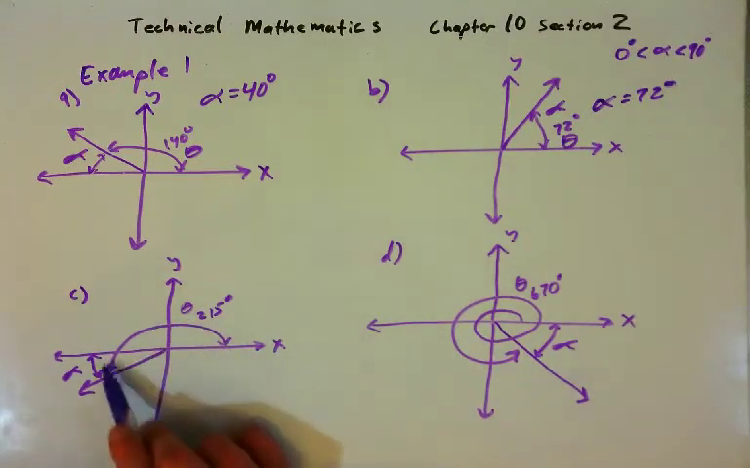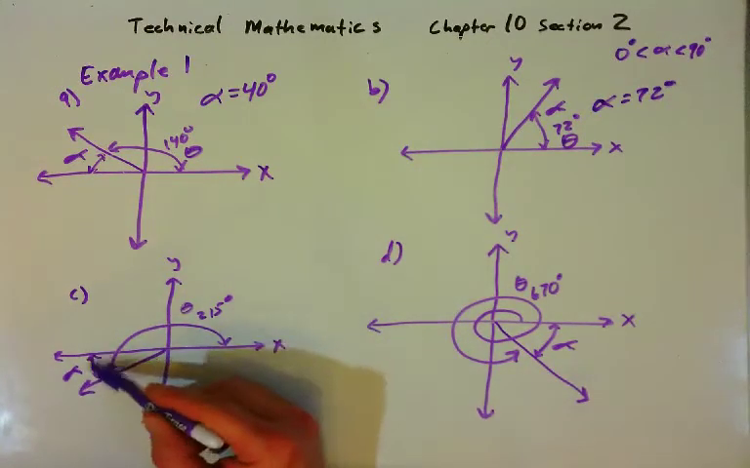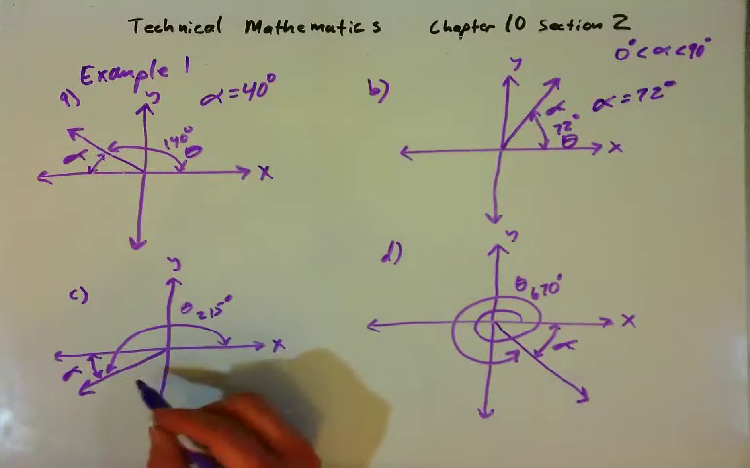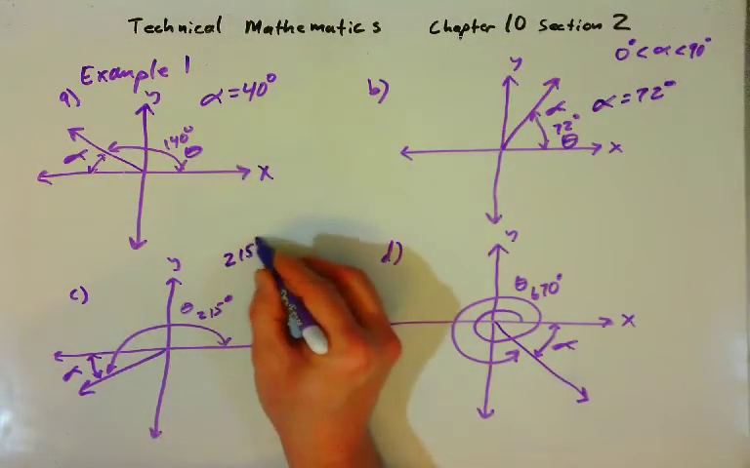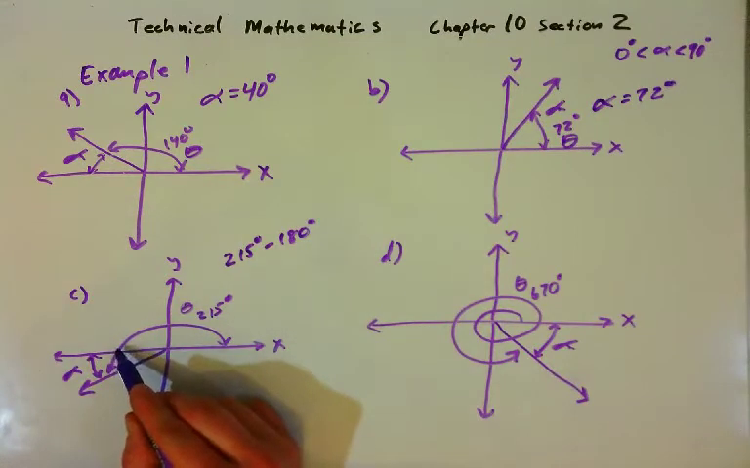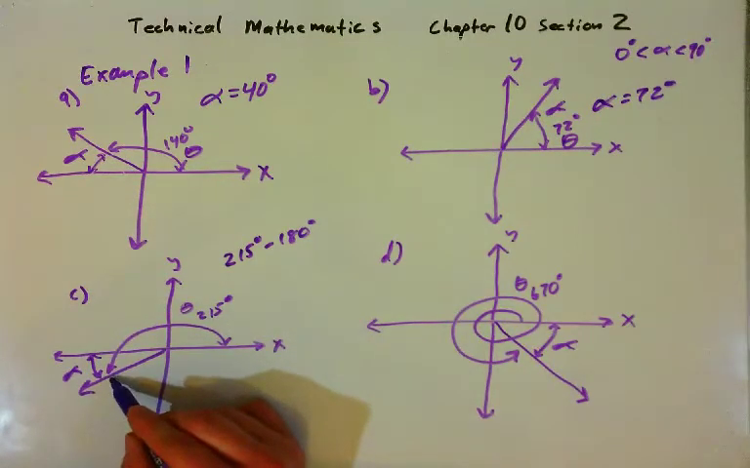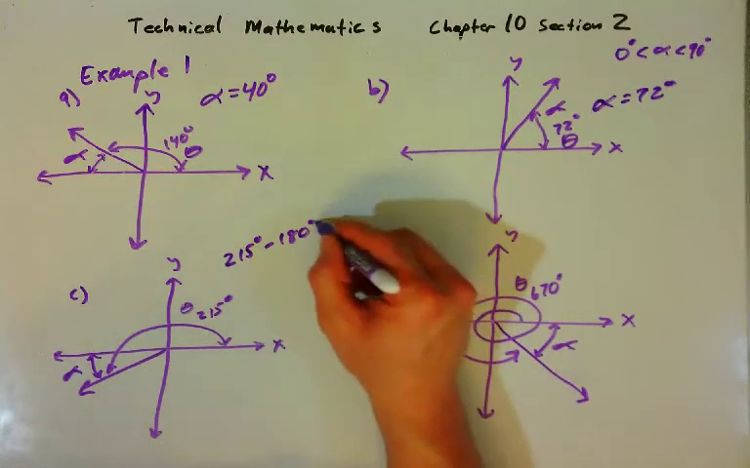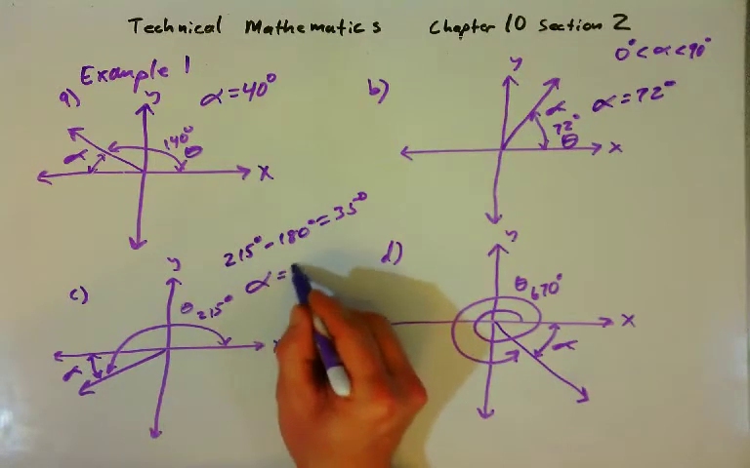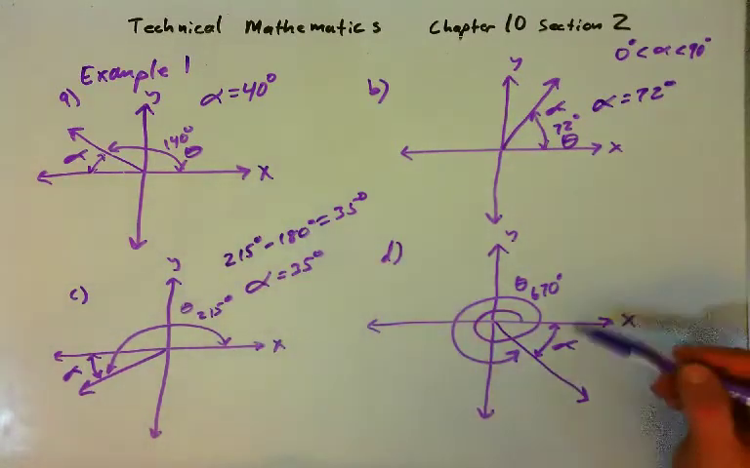In part C, theta is 215 degrees. We want to know the angle between the terminal side of that angle and the nearest part of the x-axis. The negative x-axis is 180 degrees. If we're looking at 215, then alpha must be the difference between 215 and 180. 180 takes us to the negative x-axis. How many more degrees do we need to go to get to 215 altogether? The answer is 35 degrees, so that's what alpha must be. In part C, alpha is 35 degrees.